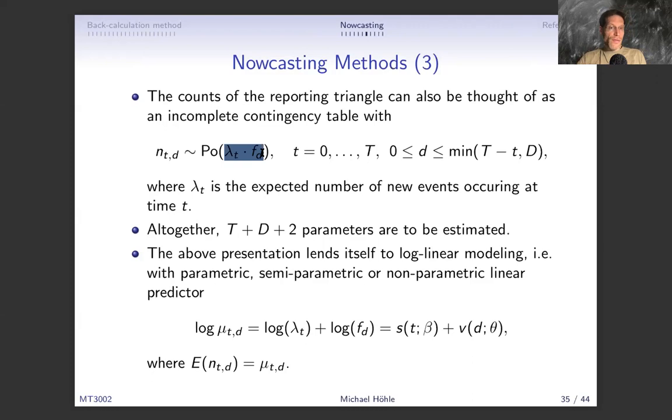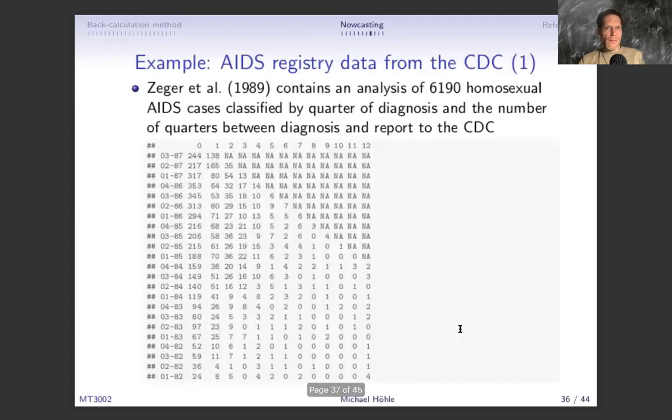So the parameter of the Poisson just needs to be bigger than 0. And then you can use a so-called log linear model or a generalized linear model to, instead of modeling this, model the log of this, because then you ensure that if you take the log of this, you will have log lambda t plus log fd, and you can simply parameterize this as something which is a function of time and something which is a function of delay, right? So you can do a model like this.